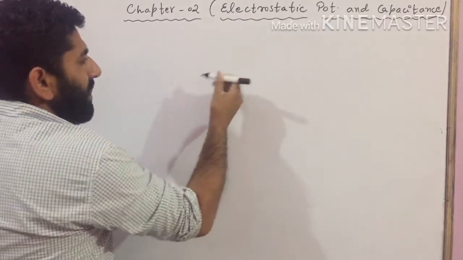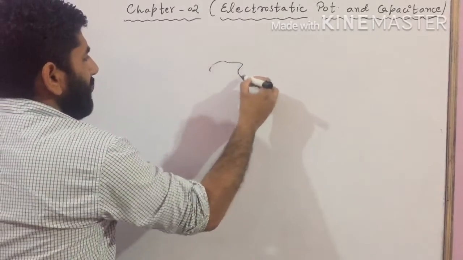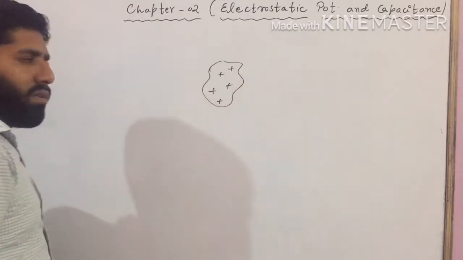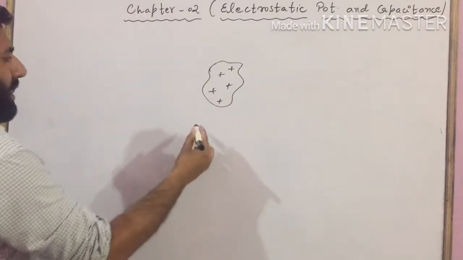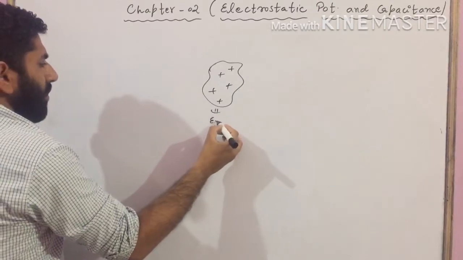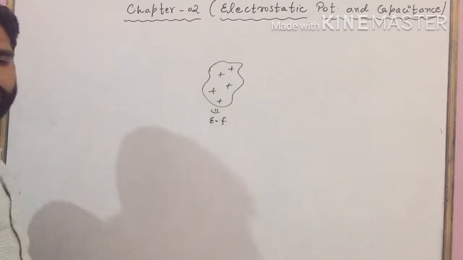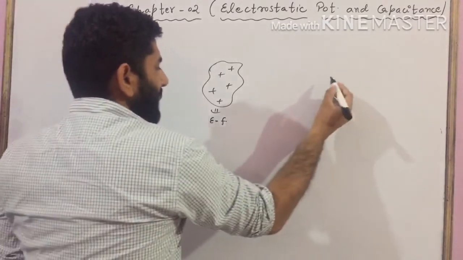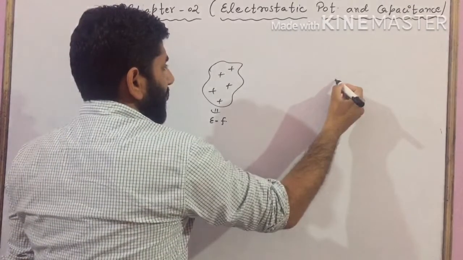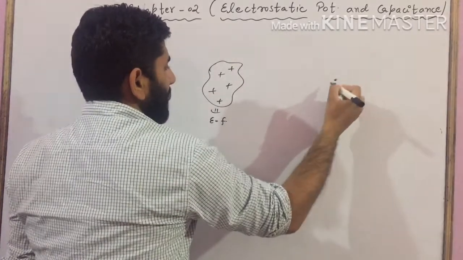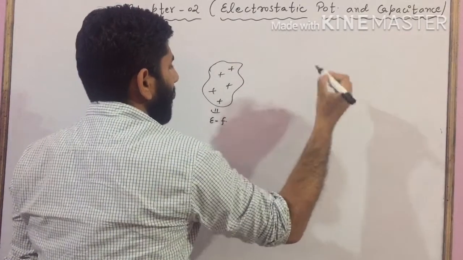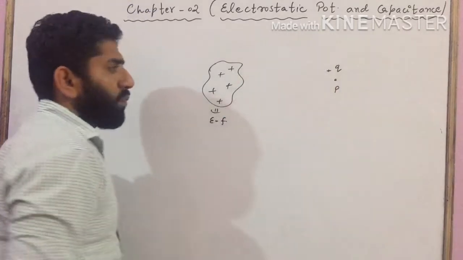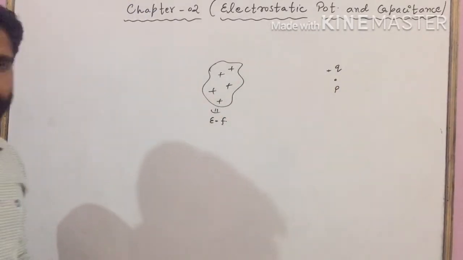Let us suppose I am having a system of positive charge. So this positive charge will produce some electric field around it. Now let me consider one more charge, some test charge, and suppose this test charge is placed at some point P, and the magnitude of charge is plus Q. Clear?